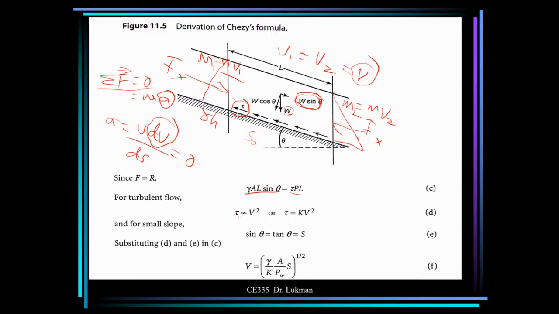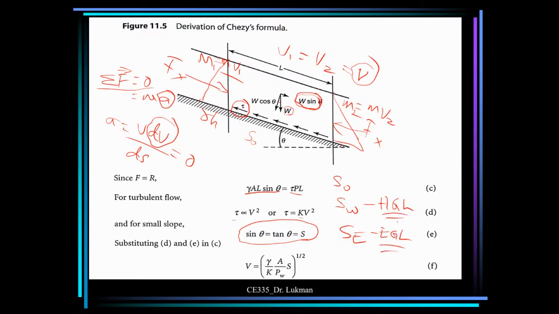For turbulent flow, the shear stress is proportional to V squared, which we can write with a constant. And for this, sine theta equals tan theta equals S. We are going to expatiate more on this, because we will use the energy slope and the bed slope. For open channel flow, or even pipe flow, we have three types of slopes. We have the bed slope, S naught; SW, the slope of the water surface or hydraulic grade line, which you did in fluid mechanics; and SE, the slope of the energy grade line.